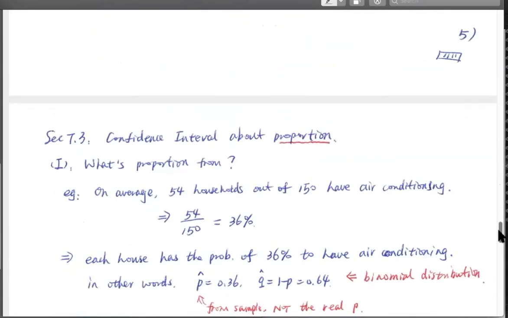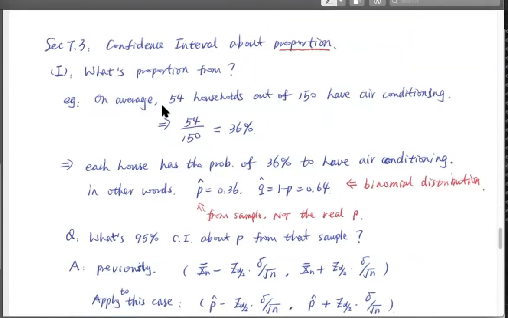Now back to 7.3. We are only given 2 numbers, and we still want to solve this. Yes, we can, but only for the special situation of a proportion, like 54 out of 150. The corresponding proportion is 36%. Only when we talk about percentages can we find the confidence interval given 2 numbers.